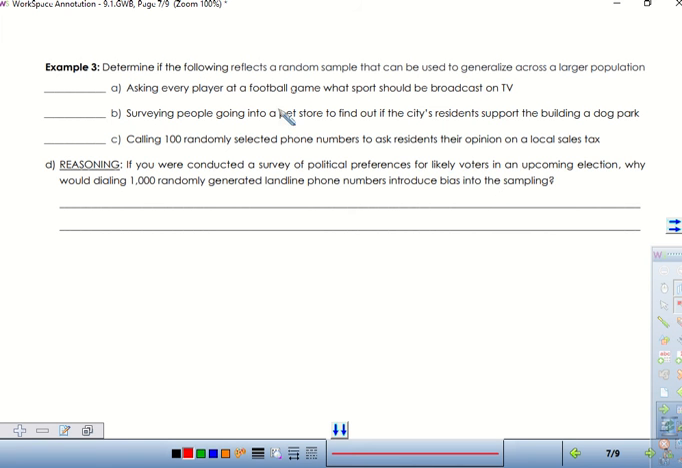Determine if the following reflects a random sample that can be used to generalize across a larger population. So, we're basically determining if these are what we call random or non-random. Random means it's unbiased, and non-random means it would be biased. So, asking every player at a football game what sport should be broadcast on TV. Biased or unbiased? Biased, so we call this a non-random sample.